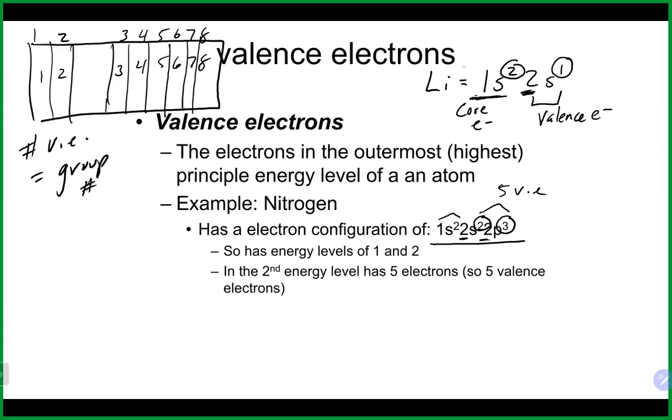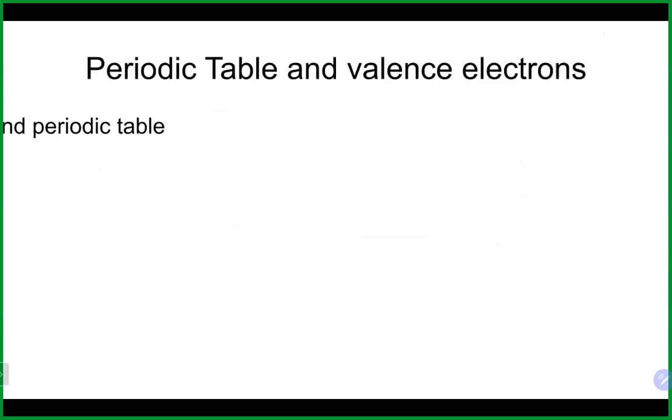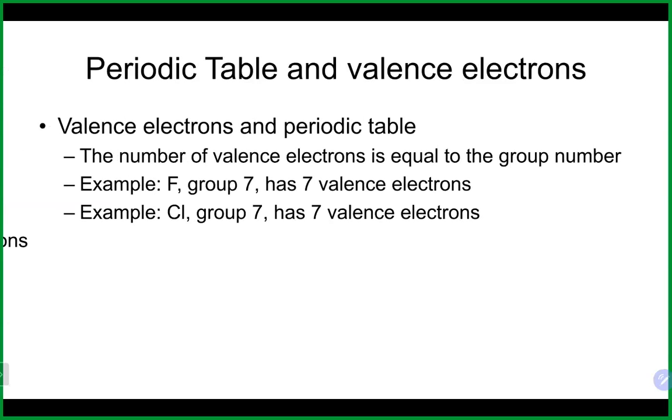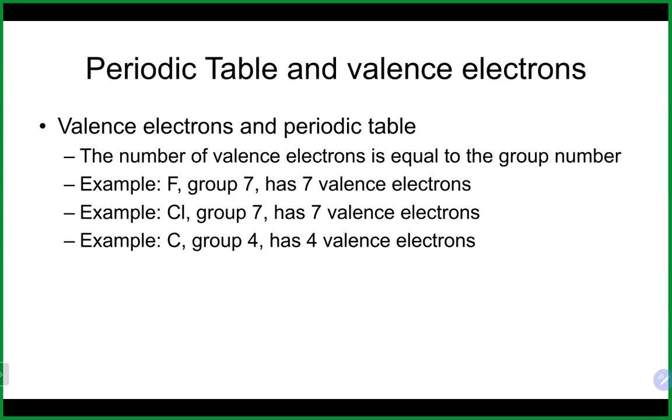And that's why when we look at lithium, which is group 1, that is its valence electron. And we look at nitrogen, which is group 5, that is the 5 valence electrons that we see. So a much easier way to figure out the valence electrons is equal to the group number. So really the valence electrons are the highest energy electrons.